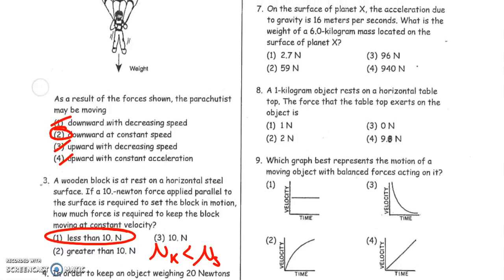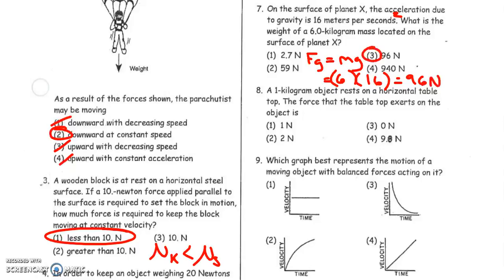All right, number 7, on the surface of planet X, the acceleration due to gravity is 16 meters per second squared. That should say per second squared. What is the weight of a 6 kilogram object located on the surface of planet X? So we're just doing F_g equals mg, and we take the 6 and multiply it by the 16. If you multiply those two values together, you get 96 newtons.